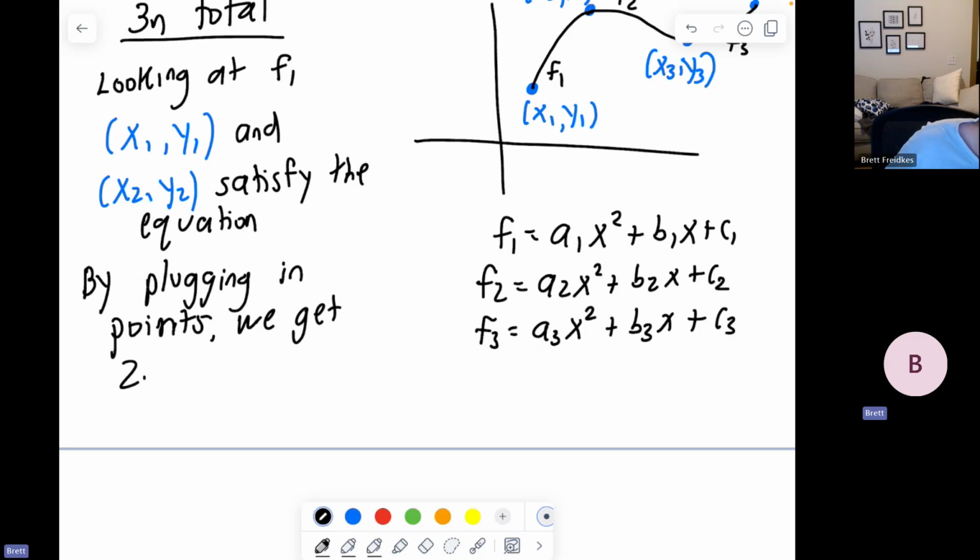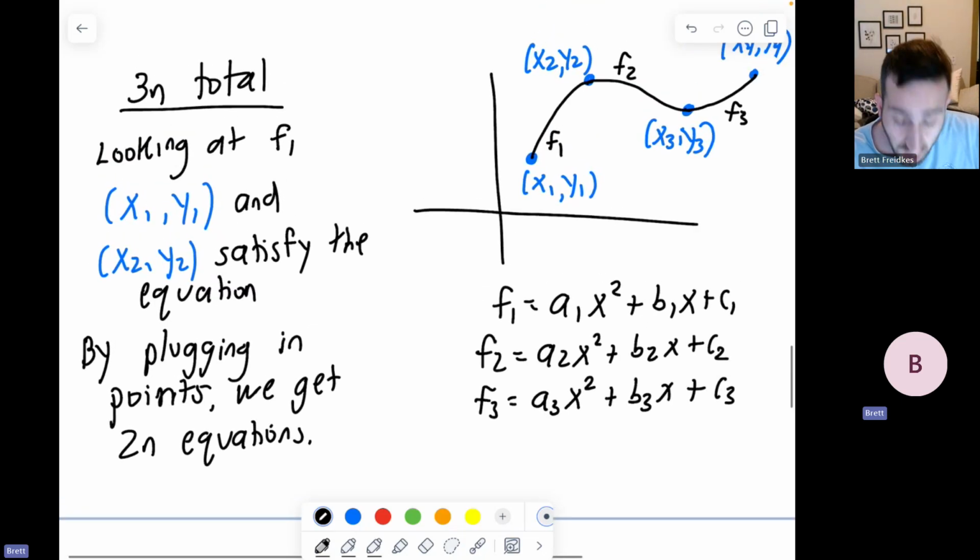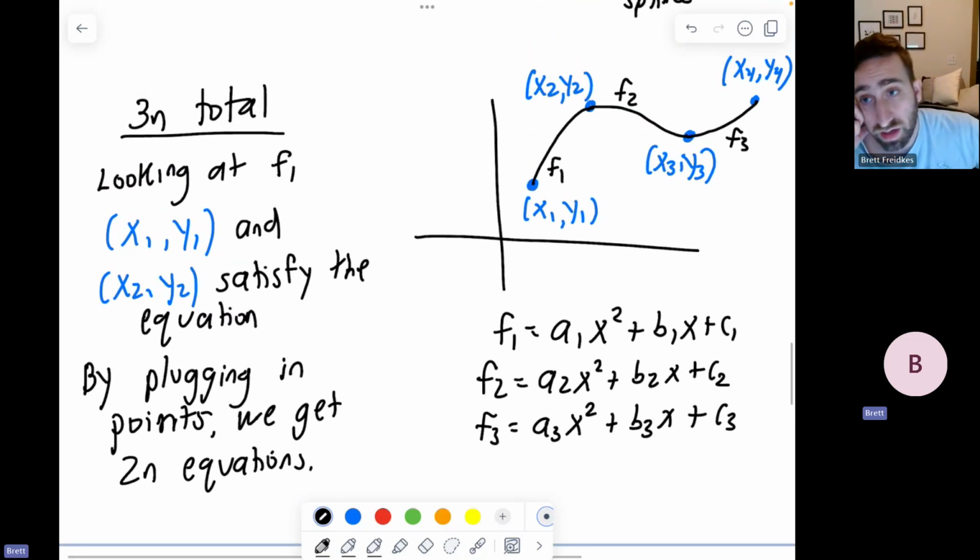we get 2n equations. So if I have 3 splines, like I do in this example, I will plug the 2 points that basically create it into the function. That will give me 2 equations per individual spline. So 2 times n will give me the amount of equations. And that will be 2/3 of the way there. We need 3n, we have 2n currently by plugging in points.